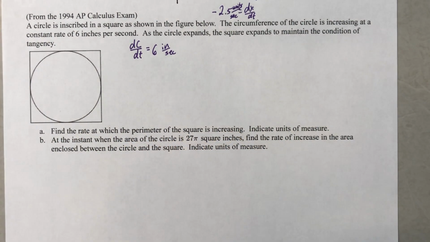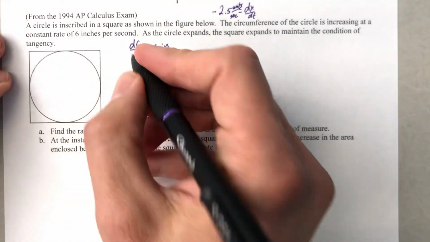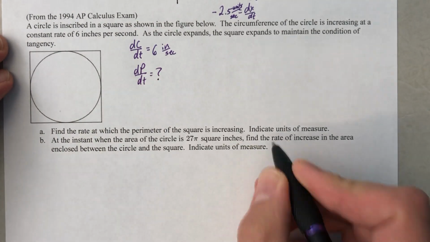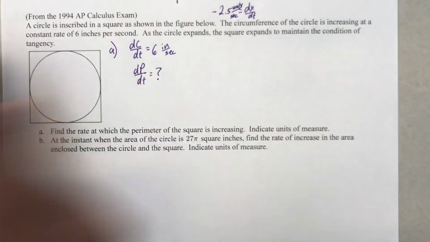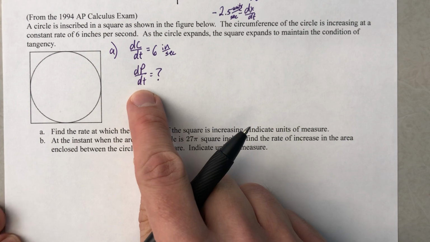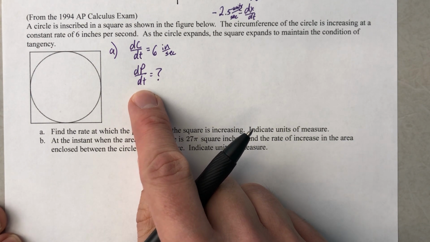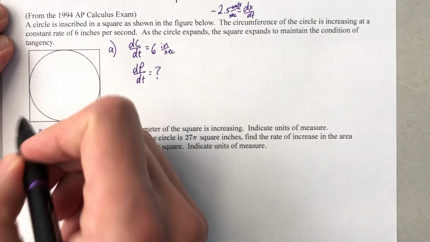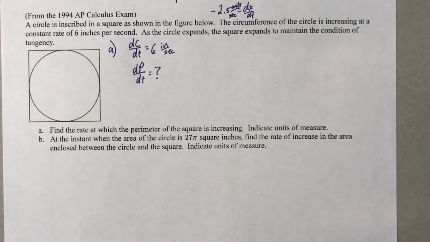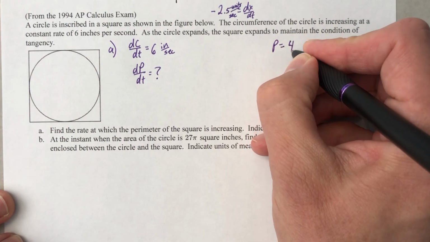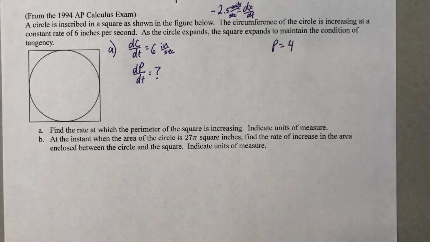So part A, which I will do here: find the rate at which the perimeter of the square is increasing. Well, there we go. I want to find the rate of change of the perimeter of the square and indicate units of measure. This is part A. So let's figure out what we know and what we don't know. We're dealing with the perimeter of a square, and the perimeter of a square is 4 times the length of a side. You could say that, and you would not be wrong.